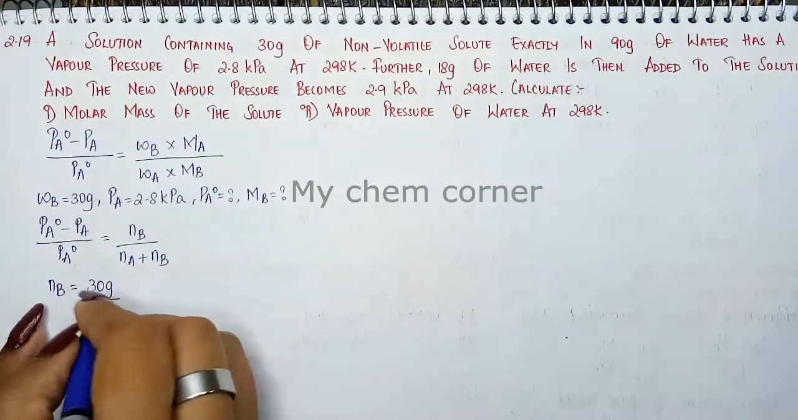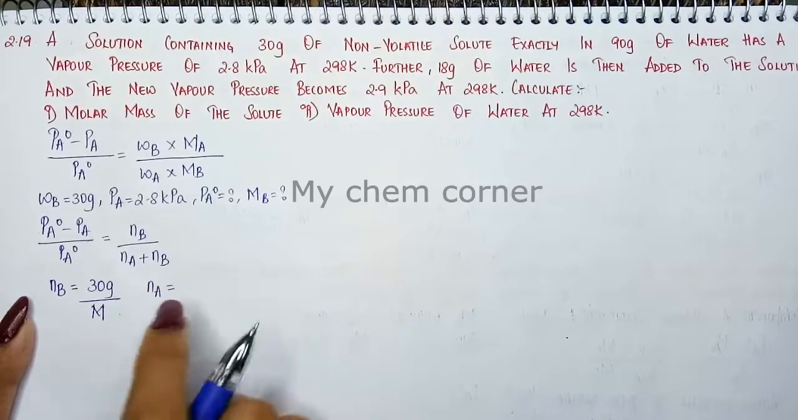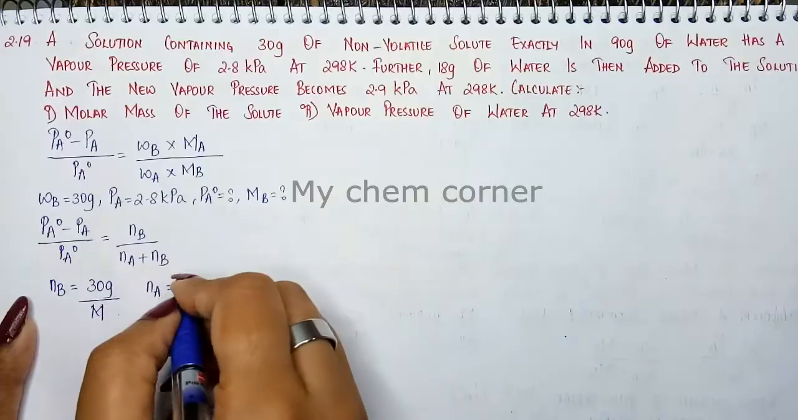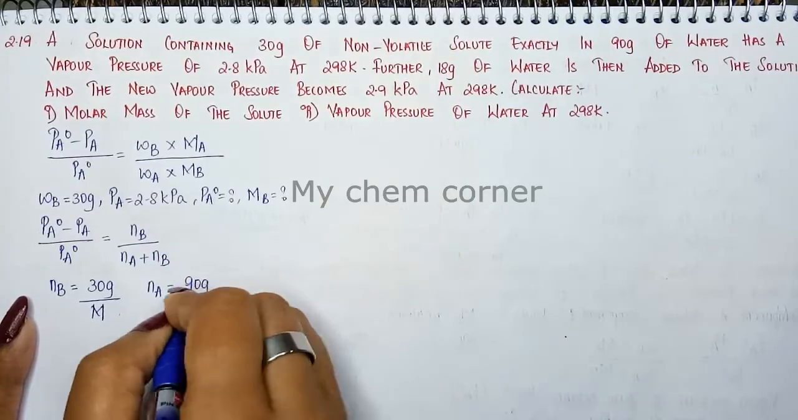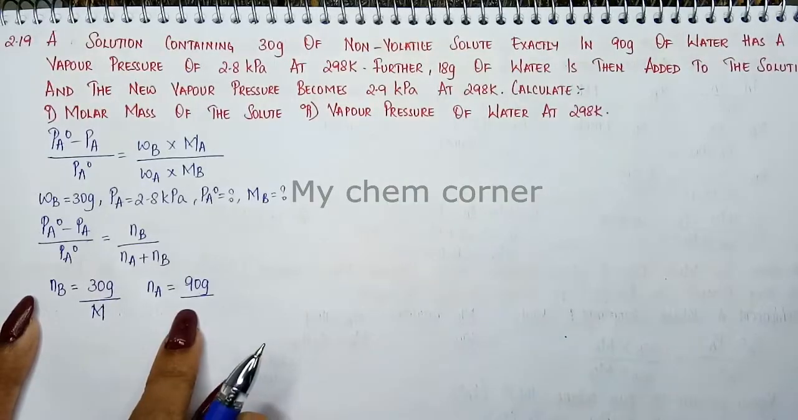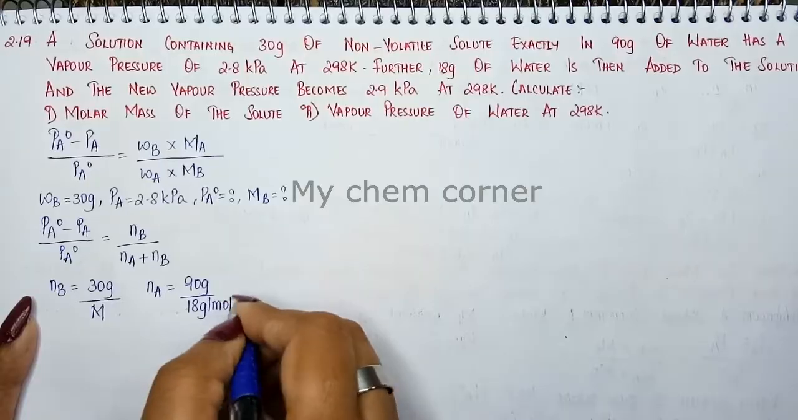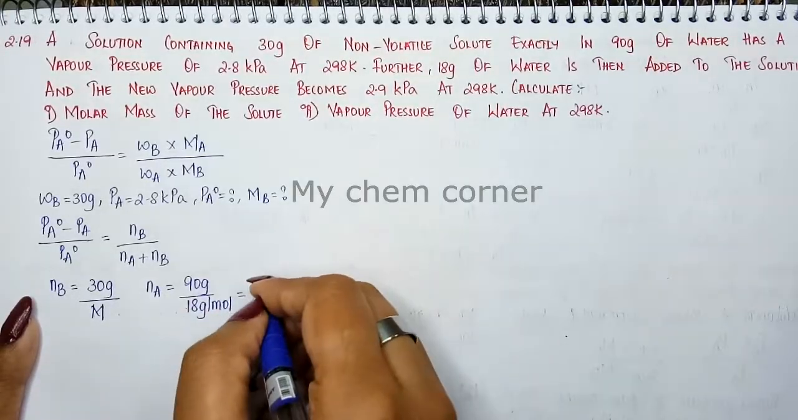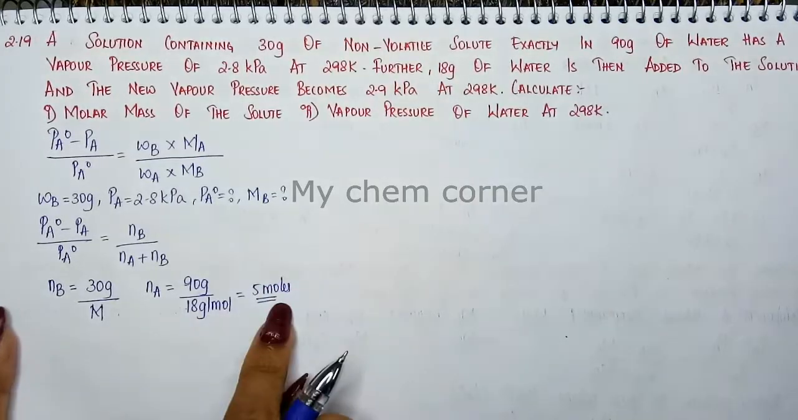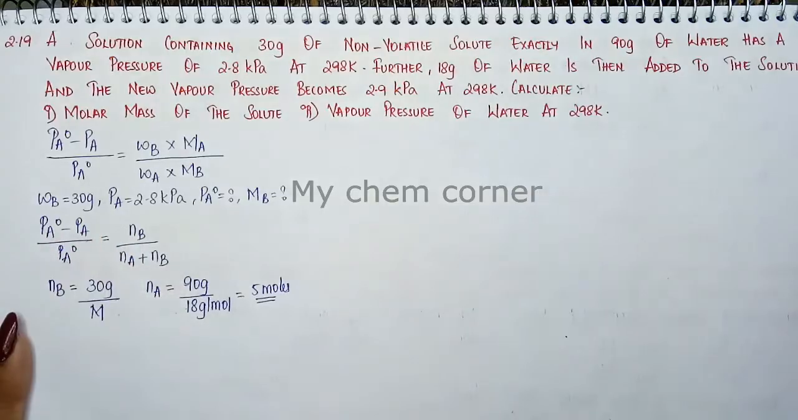Now next is going to be for NA. NA is going to be for the solvent. Solvent, the weight is given as 90 grams. So 90 grams by, NA is a solvent, we know it is water. So the molar mass of water is 18 gram per mole. When we divide both of this, you get 5 moles. So we know what is the moles of NA. Let's substitute these in the formula here.